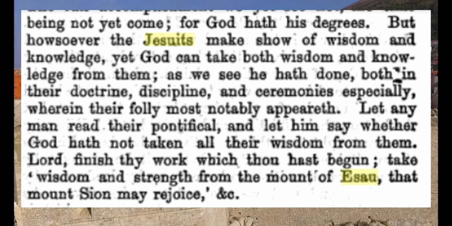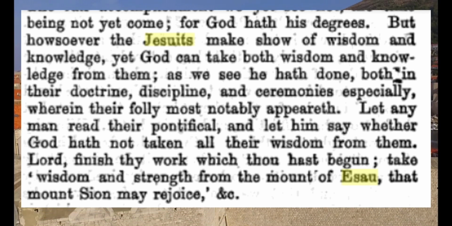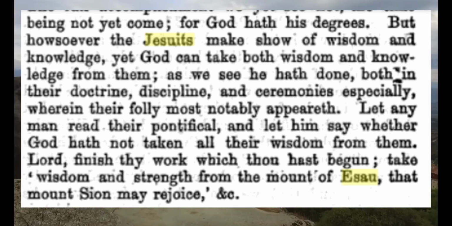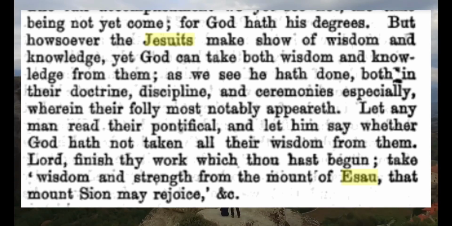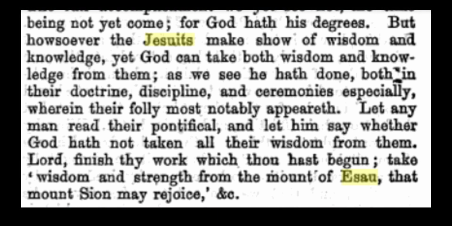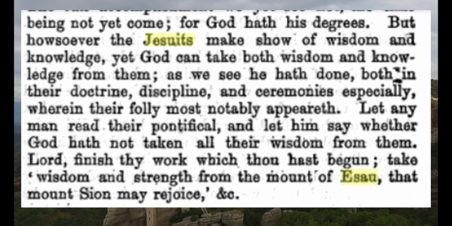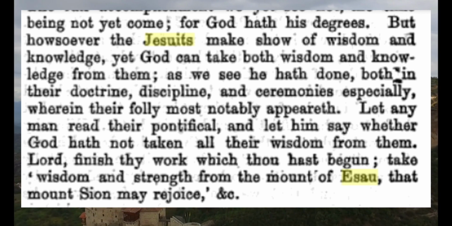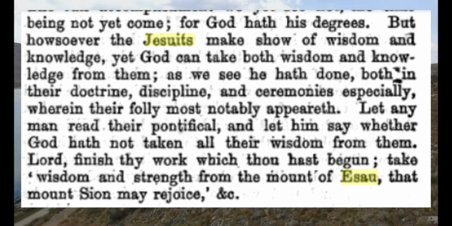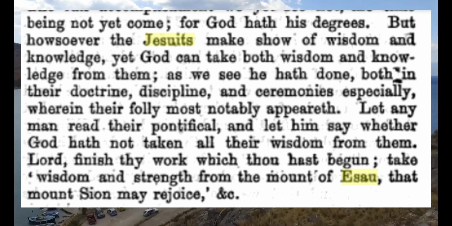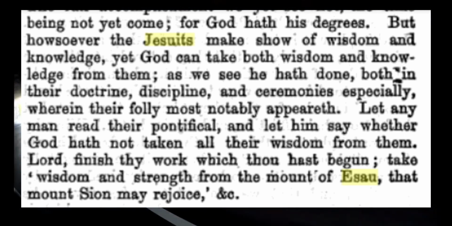There, we're still talking about the Jesuits. Context. It's pointing that out. And it says, "and let him say whether God hath not taken all their," again, there is the Jesuits is what we're talking about, "wisdom from them." So this is what he's saying and said about them. "Lord, finish thy work which thou hast begun. Take wisdom and strength from the mount of Esau, that Mount Zion may rejoice." So he's telling us that there's a scripture written about the Jesuits, and it's Esau. So he's referring to the Jesuits as the descendants of Esau.